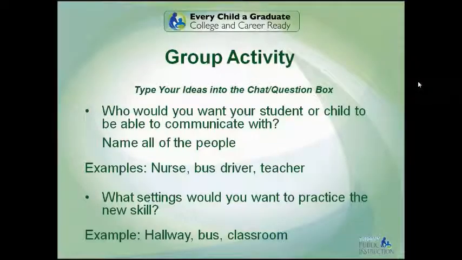Great. So this is another chance for you to just digest this a little bit. Think about a student, think about a communication that you're looking at making more skillful. Who would you want your student or child to be able to communicate with? Who all in your environment? So if you're going along this process and thinking of some ideas, go ahead and jot those down. You can type them in. We'll take a quick break for just about 30, 45 seconds. And what settings would you want to practice the new skill? So we'll be back in about 30 seconds.